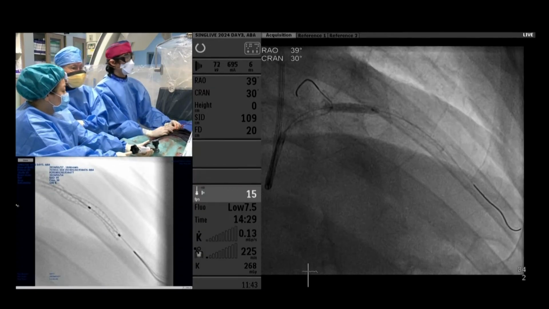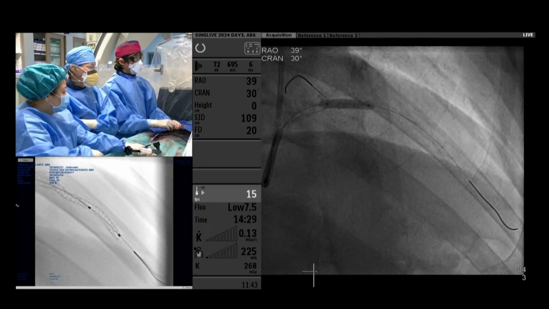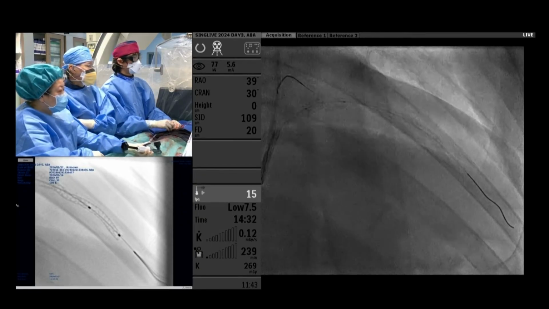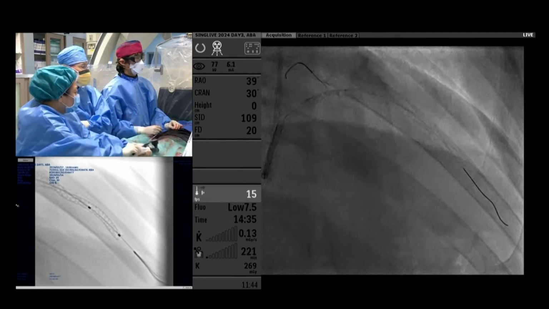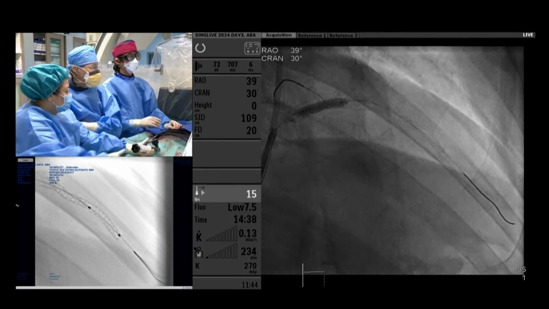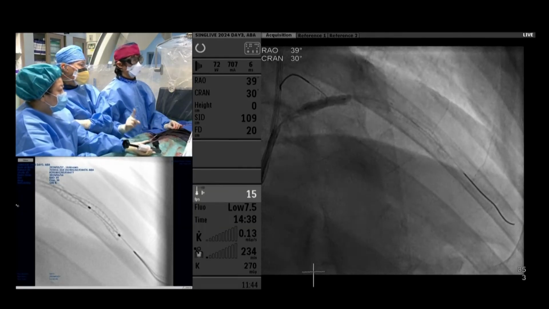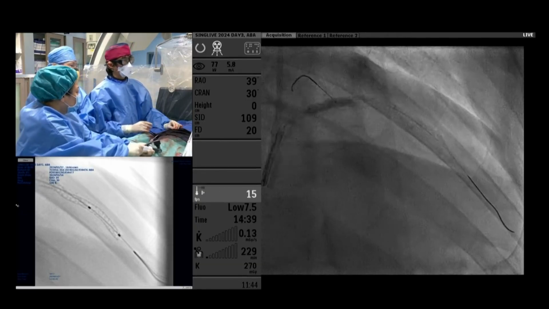So currently now using a 3.5 NC balloon to try to tack up the proximal LAD and into the left main. 20. Yeah. Can go to 24. 24. Yeah. We're at 24 now, so it looks still a little bit constrained, but I think the vessel is big enough. We go to the edge.